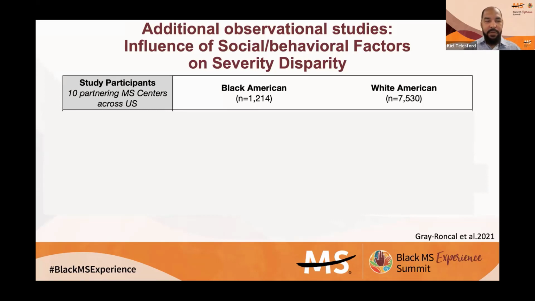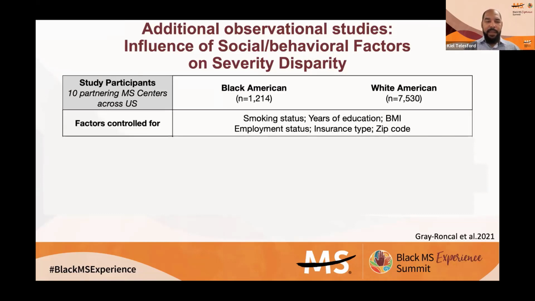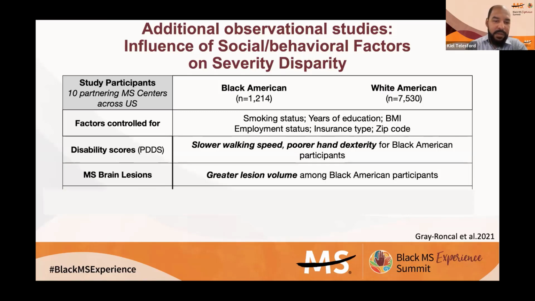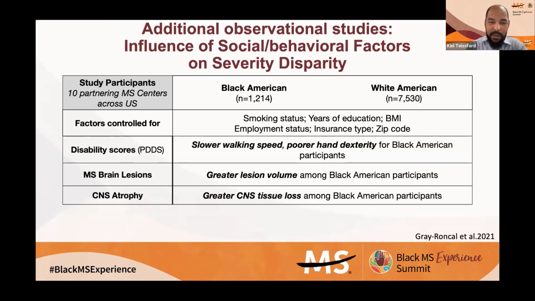They looked at individuals who consented to participate from 10 partnering MS centers, identifying as either Black or white. And they collected additional data such as smoking status, years of education, body mass index, employment status, insurance type, etc., as social or behavioral factors that could influence severity, and looked at how these factors modified things like disability scores, brain lesions, and CNS atrophy, which had this output of being more severe among Black-identifying patients compared to white patients.